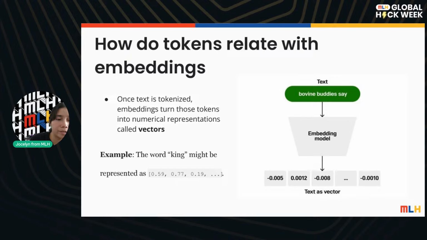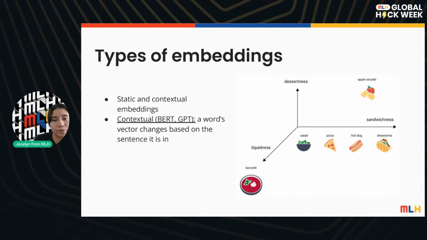So here's an example. The word king might be represented as this list of numbers, right? If you want a nice definition, you can just say that embeddings are a numerical way to represent words or human text, like text represented as vectors.